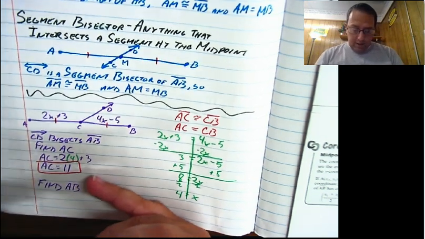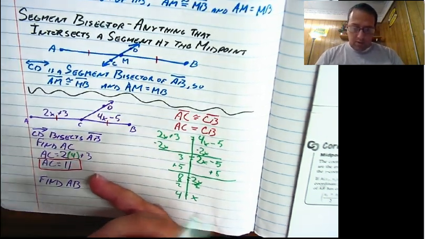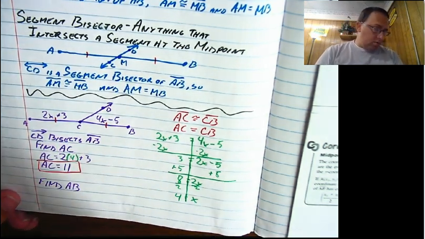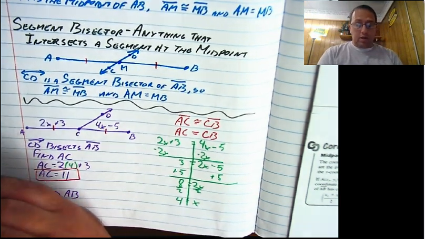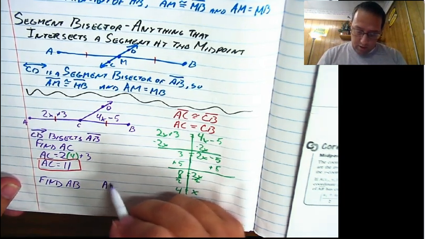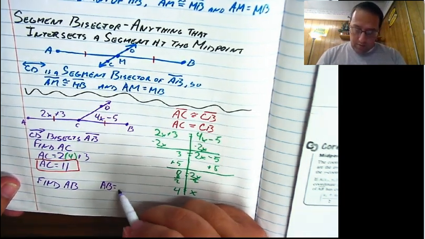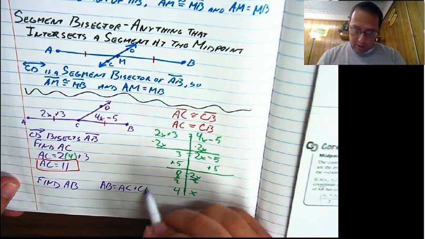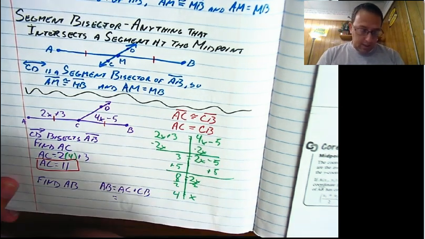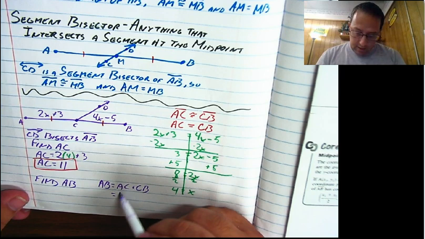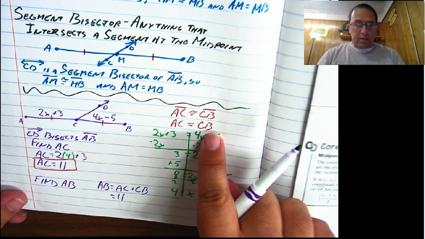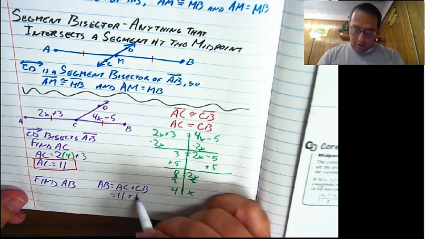Okay, next thing, we need to find AB. Well, AB is the entire length, right? So what I can do here is the segment addition postulate. AB is going to equal AC plus CB. But the thing is, I know AC now. AC is 11, and remember, AC equals CB, which means CB also equals 11.